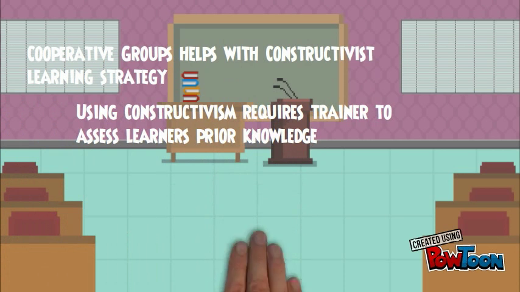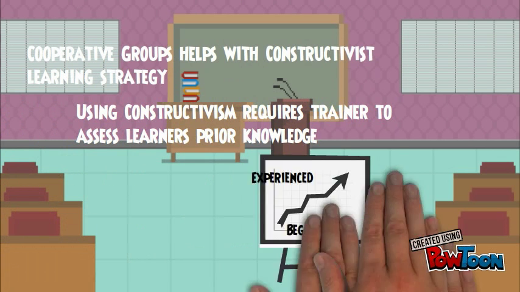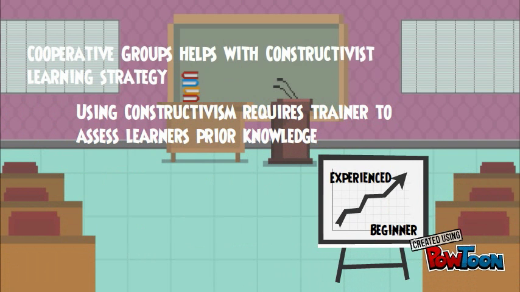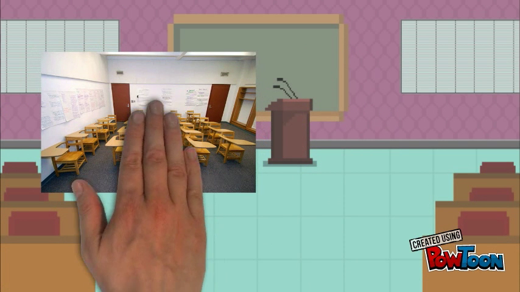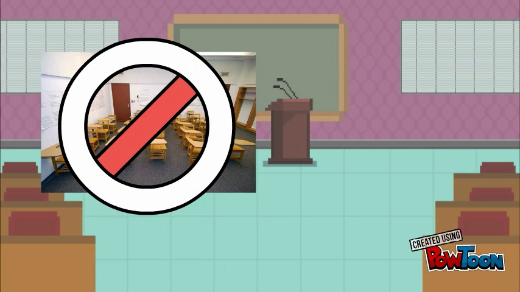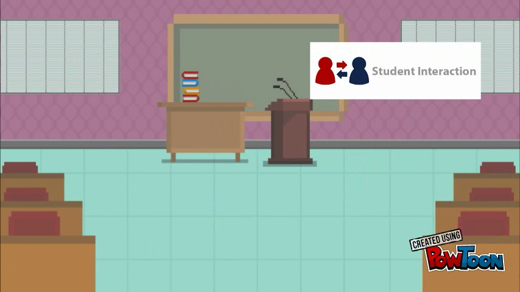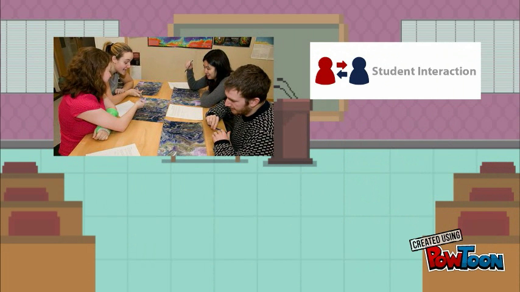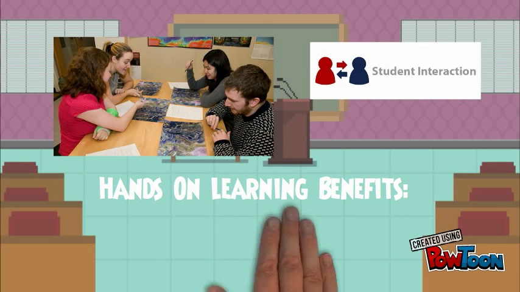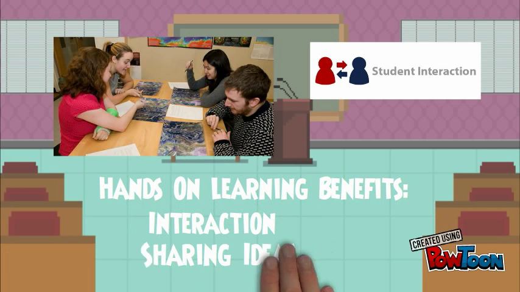A constructive approach will require the trainer to assess a trainee's prior knowledge. Placing the trainees in pre-planned cooperative groups, the trainer is more likely going to have groups with different levels of prior knowledge. Since attendees are not sitting in a traditional style, they are able to better interact, similar to project-based learning, and are able to do more hands-on work and share some ideas. This would meet the second key concept of constructivism, which is hands-on learning.